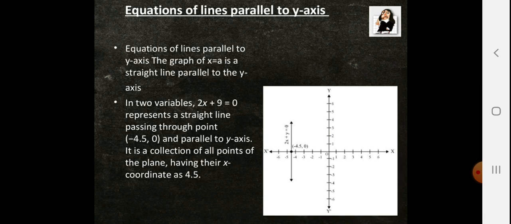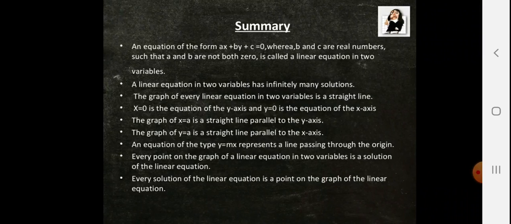So 2x is equal to minus 9. So x is equal to minus 9 divided by 2. So the value of x here is minus 4.5 and the value of y is 0. You can see this graph is parallel to the y-axis. So whenever you get the value of x and no value for y, that graph will be parallel to the y-axis.